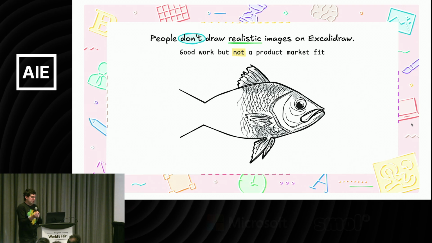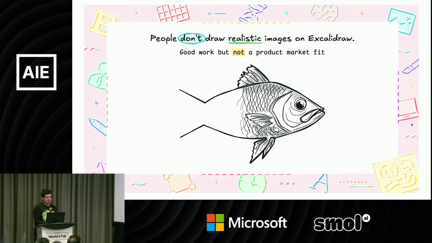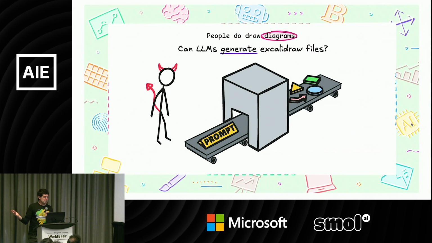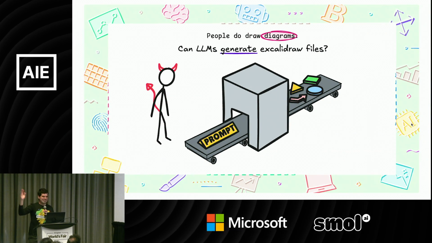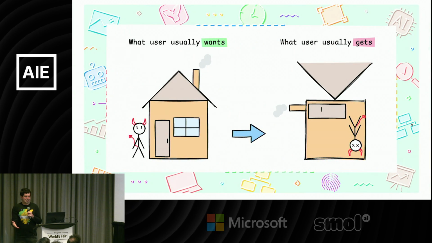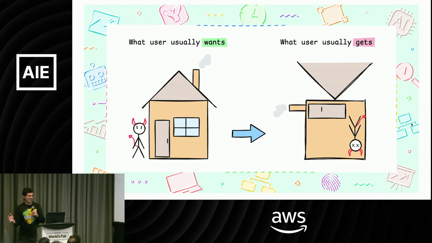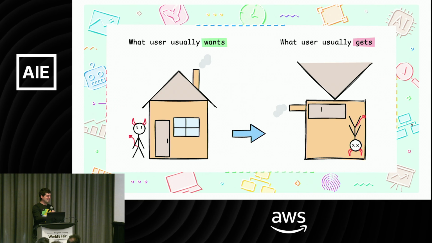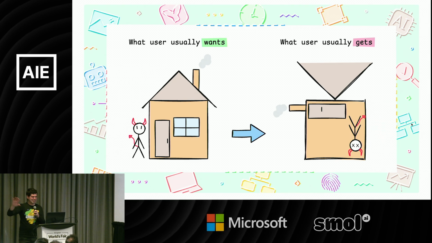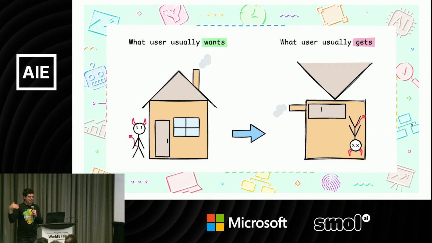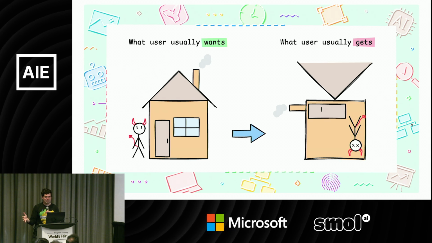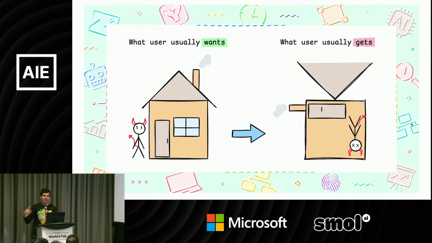Now, people do not draw realistic images on Excalidraw, but they do draw diagrams. And so now the question is, okay, LLMs are magical and they're going to generate diagrams, so let's try it. And so we tried, and that didn't work out. This is an illustration, but in practice it was even worse. There was no resemblance of a house or anything. It was just bad. And this is where we started realizing that just doing this wasn't going to cut it, so we needed to be a bit better.